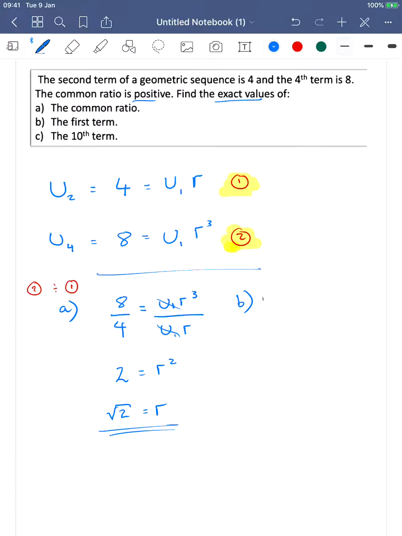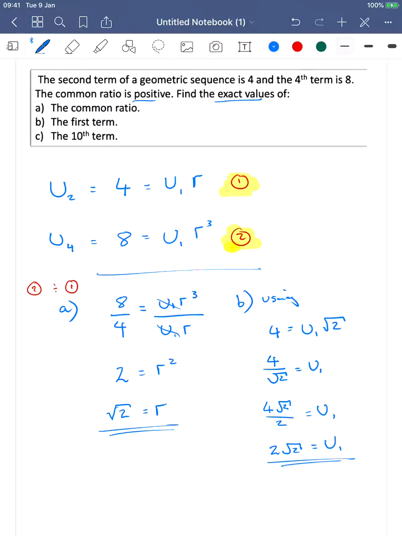B, using 4 equals u1 times r, which is root 2, I can say u1 is 4 over root 2, which I could rationalize. I may as well, mightn't I? So 4 root 2 over 2 is u1, and the 4 and 2 cancel, means I've got 2 lots of root 2. So there's part B done.